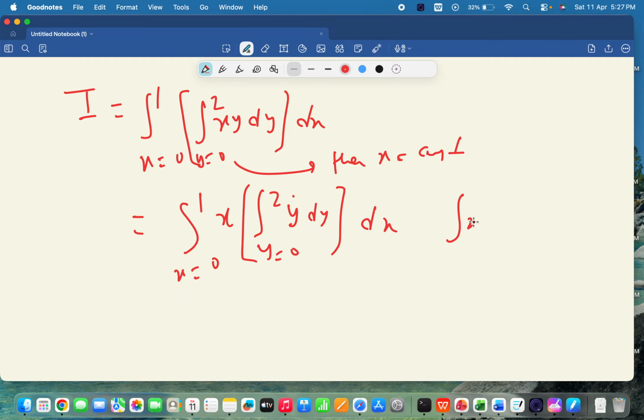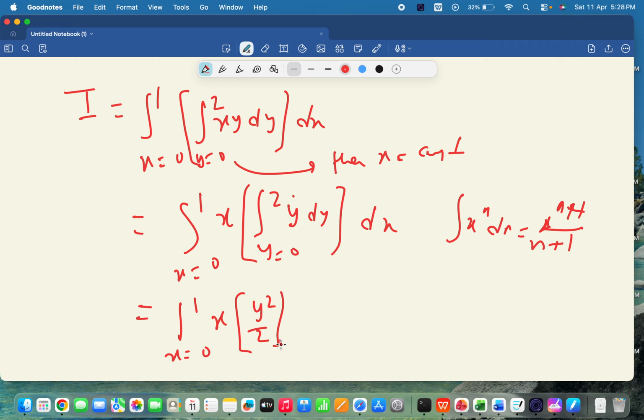And we know that the integral of x to the power n dx is x to the power n plus 1 divided by n plus 1. So by solving this, we will do x from 0 to 1, x. By using this formula, we will find the integral of y, which is y square by 2, and then we will put the limit 0 to 2, dx.